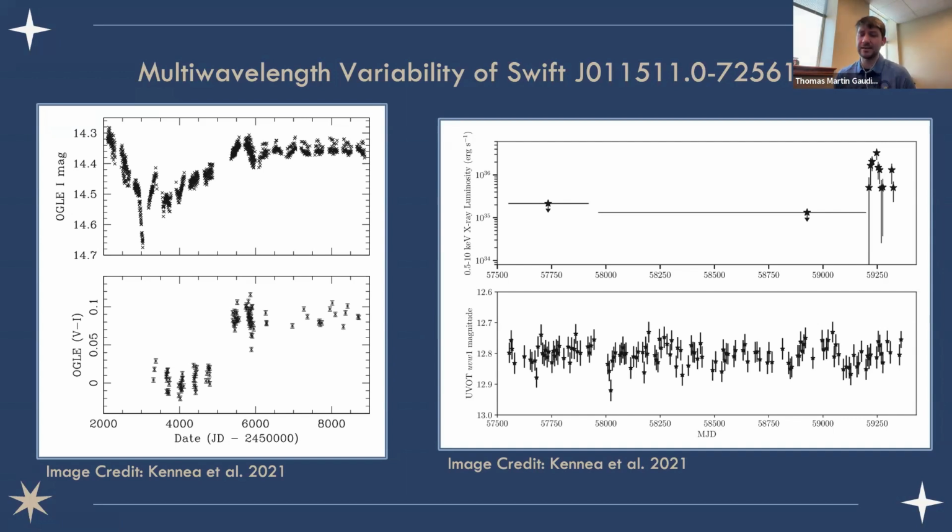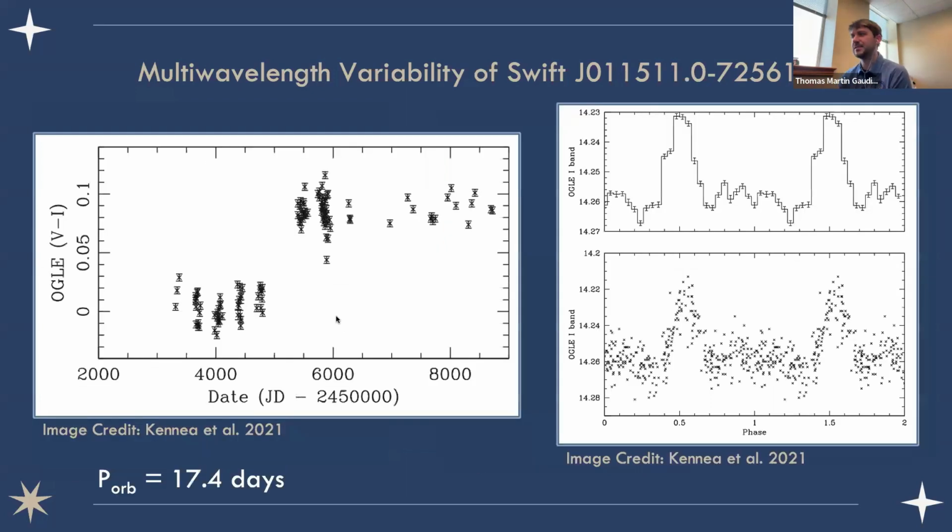We have the ability to examine this in even more detail. We can use Lomb-Scargle analysis again to search for periodicity in the I-band data, and we do find that this source has pulses along an orbital period timescale. We see a very strong pulse at about 0.5 phase on an orbital period timescale of about 17.4 days.